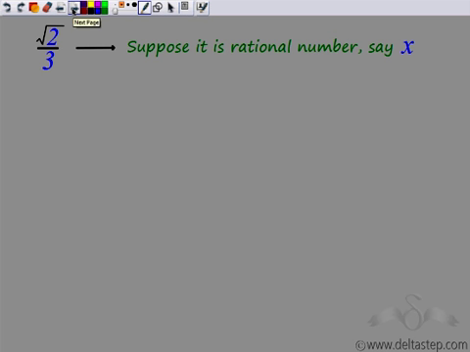We can follow the same process again. Let us suppose that this number is a rational number, say x. If this is a rational number, what I can say is that under root 2 by 3 is x. This is what I've supposed, a rational number x. Now what I can do is cross multiply. So this implies that under root 2 would be equal to 3 times x.